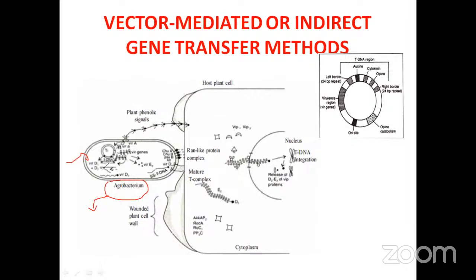There are two types of plant pathogenic bacteria which are used in natural gene transfer in plants. One is Agrobacterium tumefaciens, which induces the crown gall disease in plants. The second one is Agrobacterium rhizogenes, which induces the hairy root disease in plants. First, let's discuss the crown gall disease of Agrobacterium.